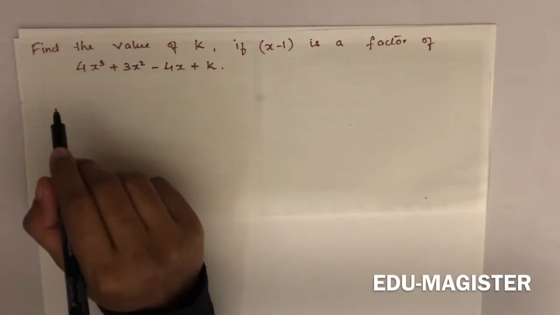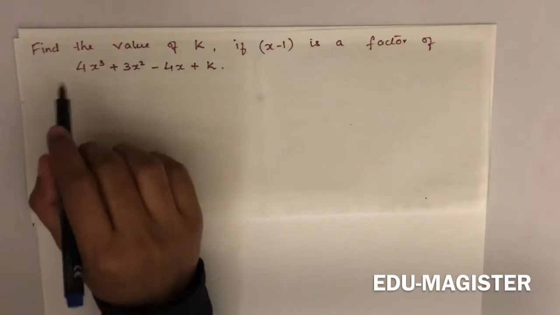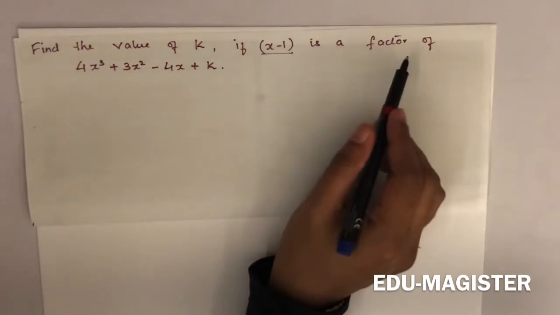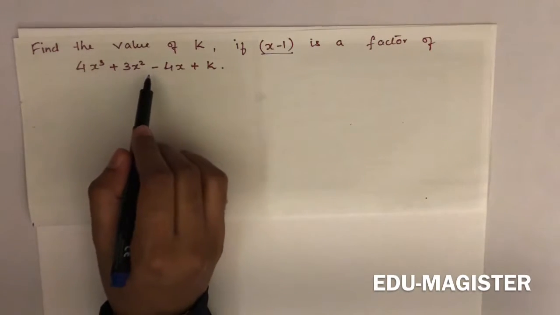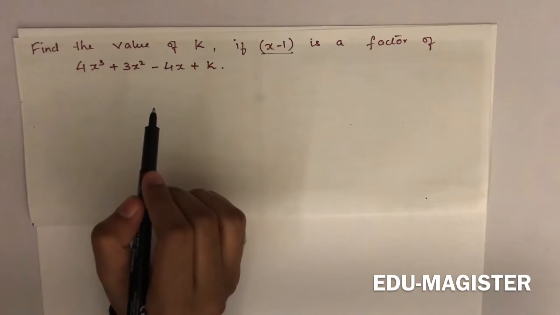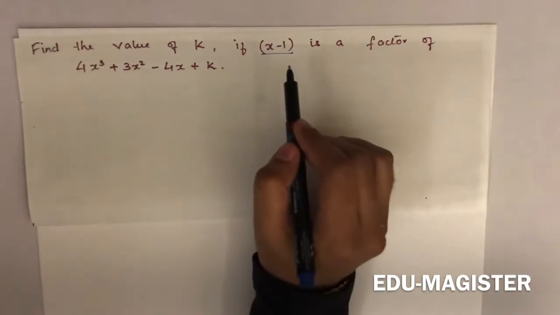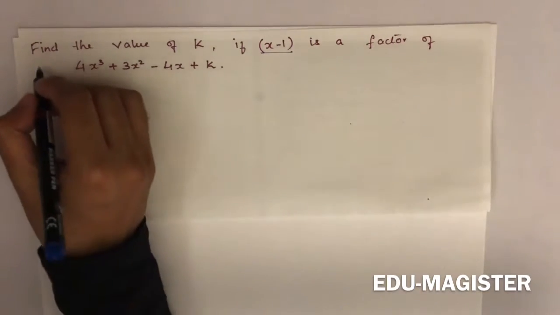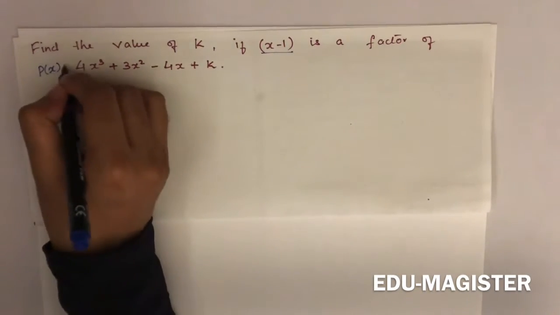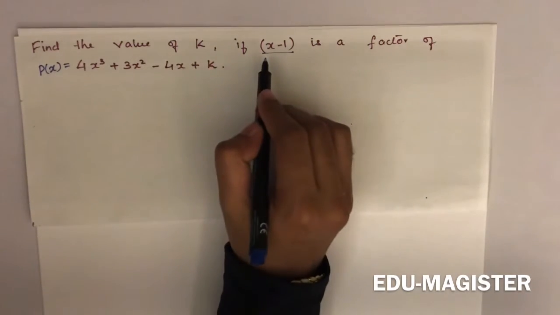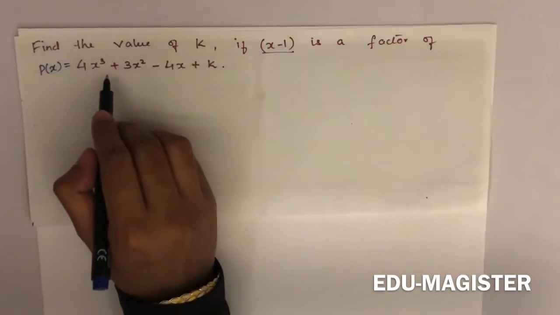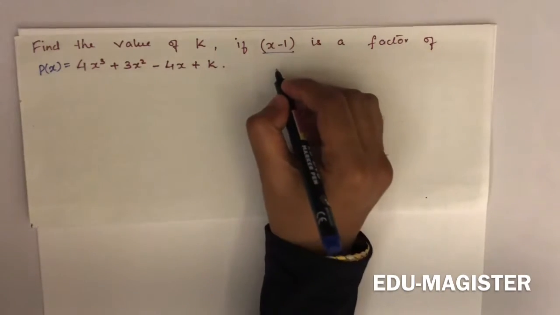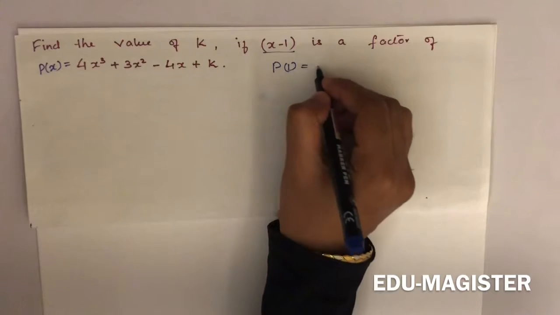Here is one more question that is based on factor theorem. Find the value of k if x minus 1 is a factor of 4x cubed plus 3x squared minus 4x plus k. Okay, so in this question it says that x minus 1 is a factor of this polynomial. Let's name the polynomial as p of x. So x minus 1 is a factor of p of x. What does that mean? That means p of 1 is equal to 0.